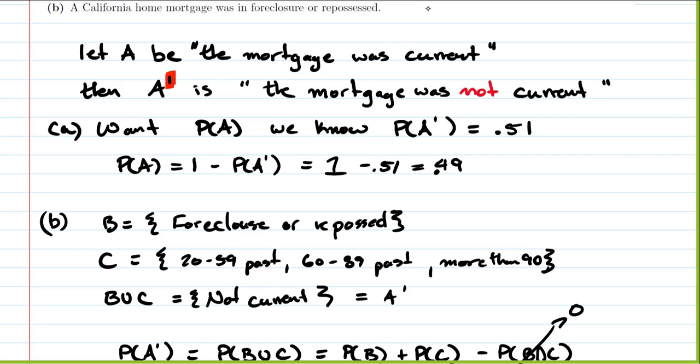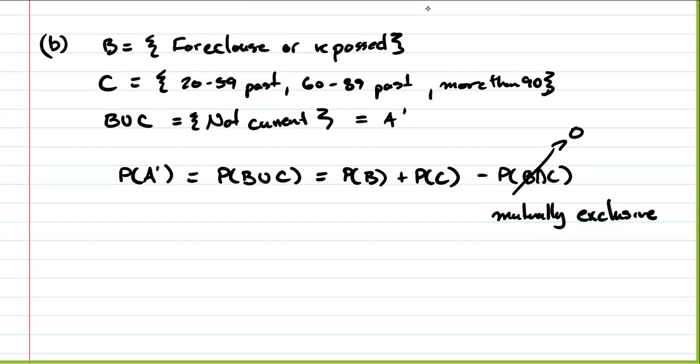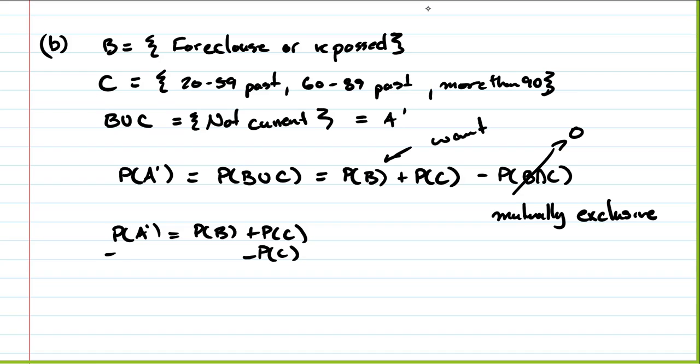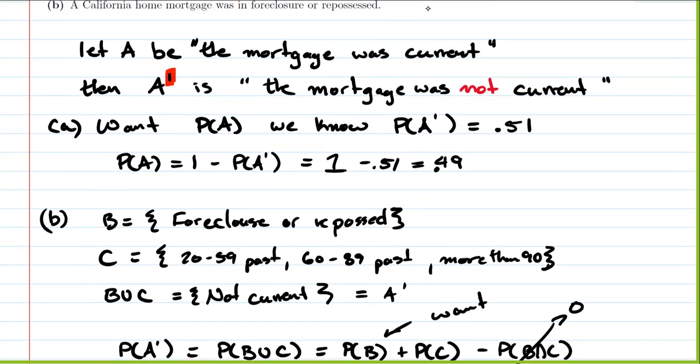So we are trying to find that a California home mortgage was in foreclosure or repossessed. So we want B. Then our equation is the probability of A prime is equal to the probability of B plus the probability of C. So we subtract the probability of C from both sides, and we get the probability of B is equal to the probability of A prime minus the probability of C.